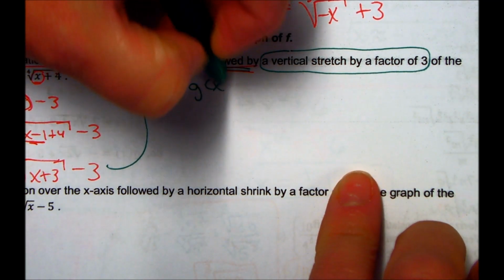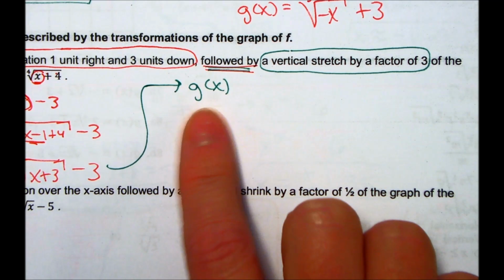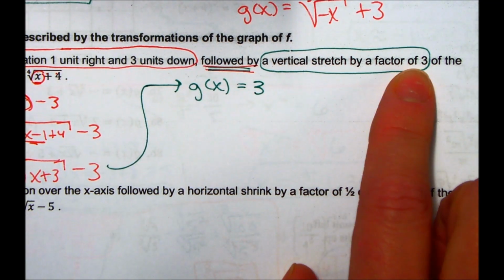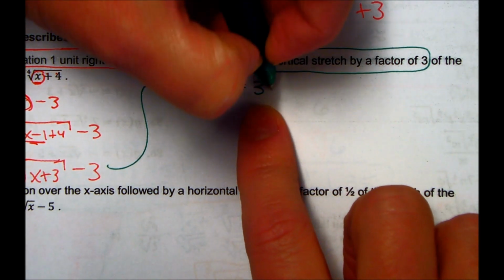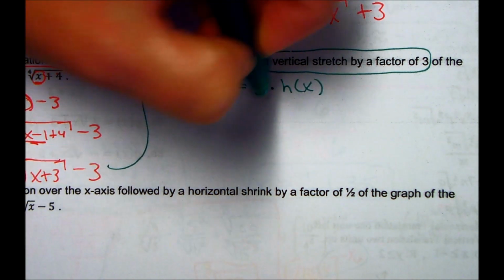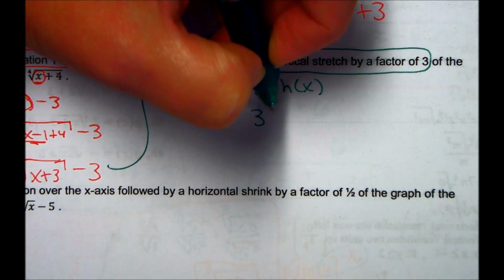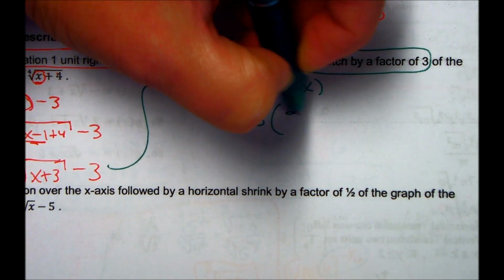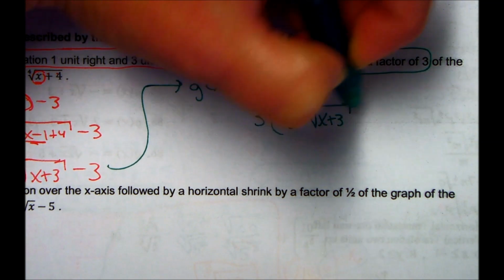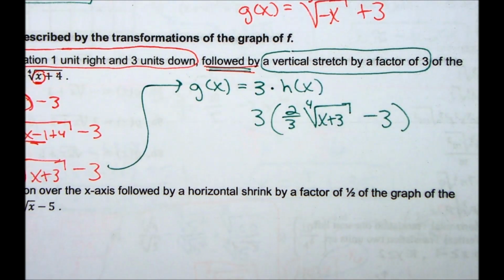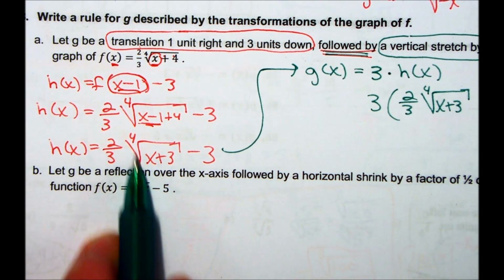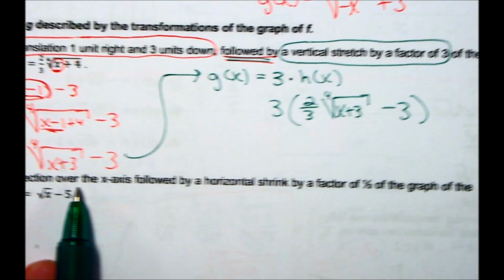So this is our final step. So g of x, which is our final equation, is going to equal 3, for a vertical stretch by a factor of 3. The 3 gets multiplied in front of our function h of x. So we're going to take 3 times that h of x function. So the h of x function was 2/3 times the 4th root of x plus 3, minus 3. So notice this is what we had here, 2/3 times the 4th root of x plus 3 minus 3.